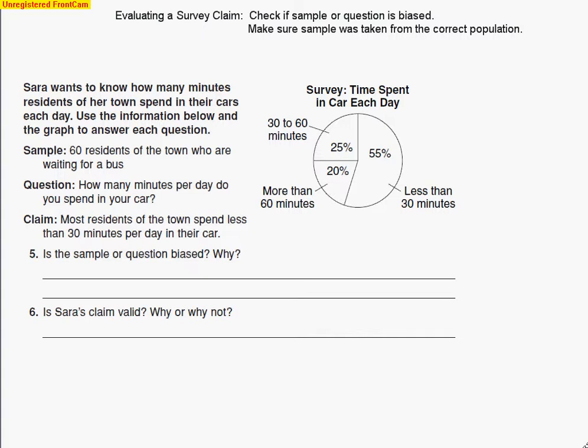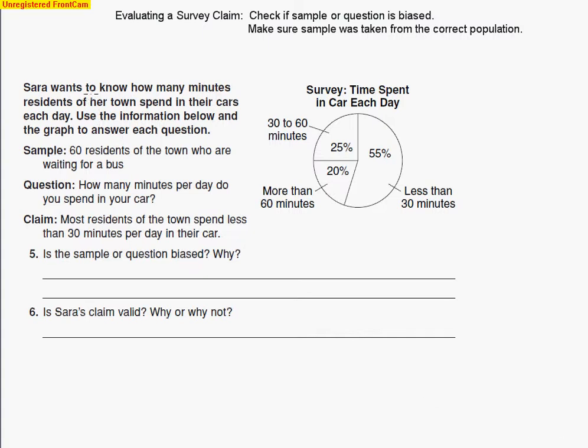We also want to make sure the sample is taken from the correct population. An example of that would be if you're trying to find out about people's ideas about garbage collection in Placerville, you wouldn't want to ask people in Folsom about how they feel about Placerville's garbage collection because they're not part of that population. So those are the things we need to look for. Let's take a look at an example problem here.